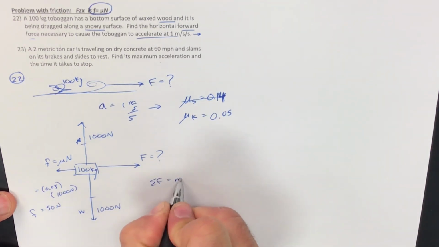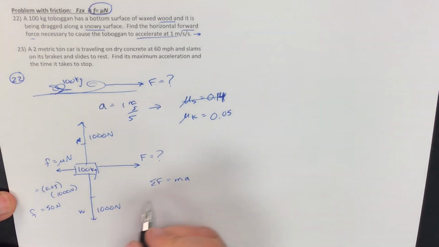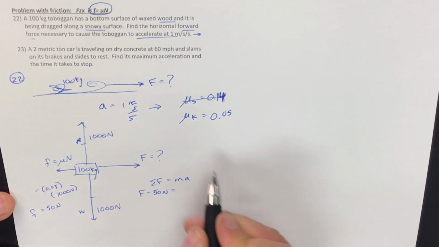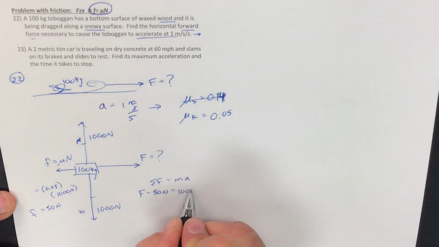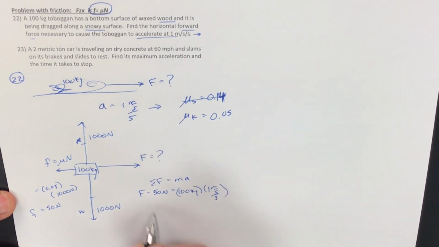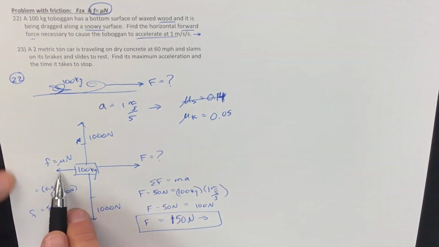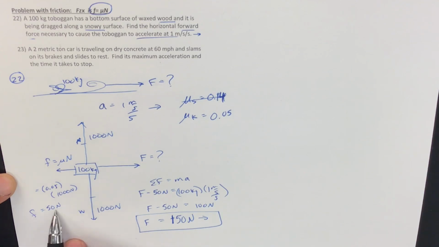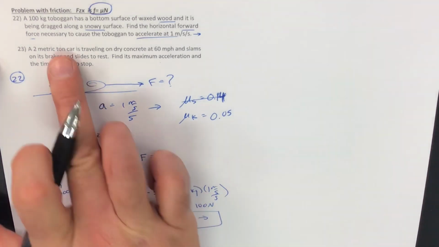So net force is equal to the mass times the acceleration. The forward force minus 50 newtons, if you want to use the algebra method, is equal to the mass, 100 kilograms, multiplied by 1 meter per second every second. F minus 50 newtons is equal to 100 newtons. That's the net force. And so F is equal to 150 newtons in the forward direction. That 150 overcomes the 50 backward and leaves you with a net force of 100 newtons. Checks. All right, number 23.